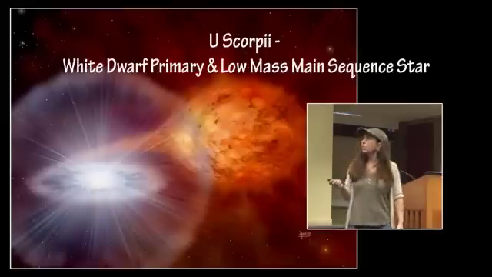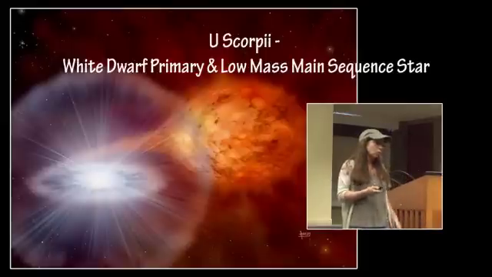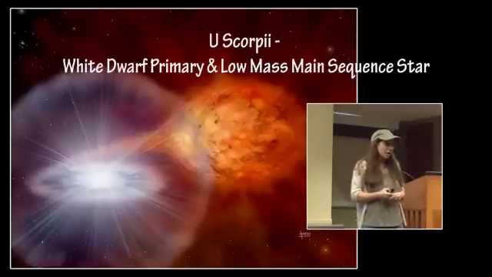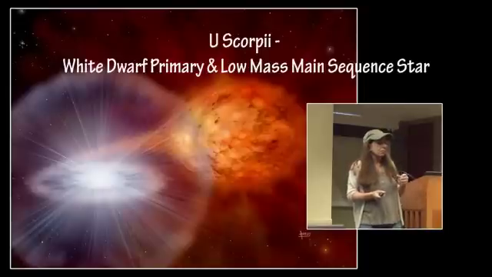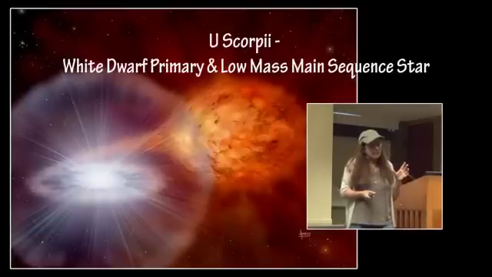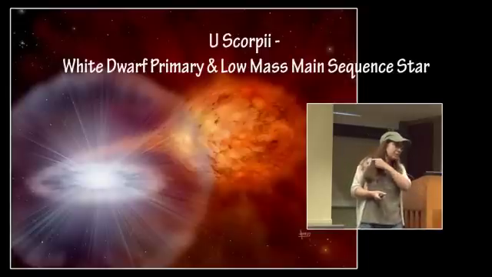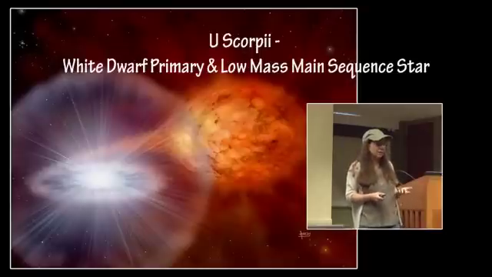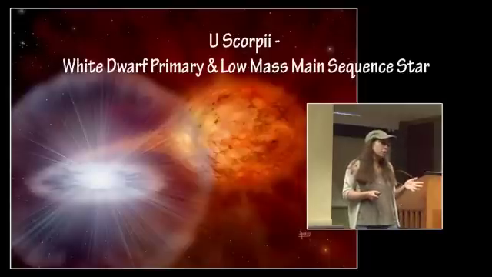U Scorpii is another one. U Scorpii is a primary white dwarf, and it has a very low mass main sequence star. And it is thought that U Scorpii, this particular white dwarf, is as massive as a white dwarf can be, which we'll get into in a moment, and exist. So it has an even stronger gravitational field, and this is a very low mass star, so it's not holding any of its material very tightly to the core of the star compared to the strong gravitational field of the white dwarf.